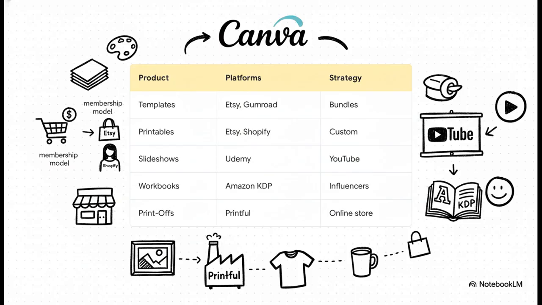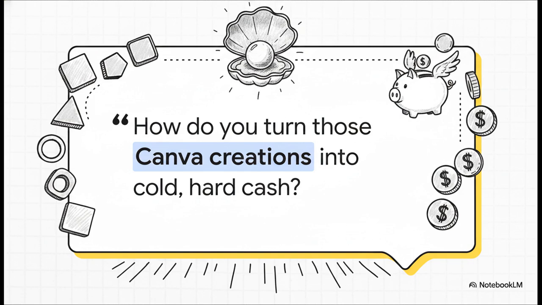Now, this is where your entire business strategy comes to life. Honestly, you might want to screen grab this table right now because it maps your exact creations directly to their designated revenue engines. Making templates, Etsy or Gumroad are perfect, especially if you want to build bundles or membership models. Doing printables, Etsy or Shopify are great spots where you can offer custom personalization for a fee. Slideshows and lessons thrive on Udemy or Skillshare, especially if you utilize YouTube for traffic. Workbooks do incredibly well on Amazon KDP or your own website. And for marketable print-offs, connecting a print-on-demand service like Printful directly to your online store handles the whole physical product side effortlessly.